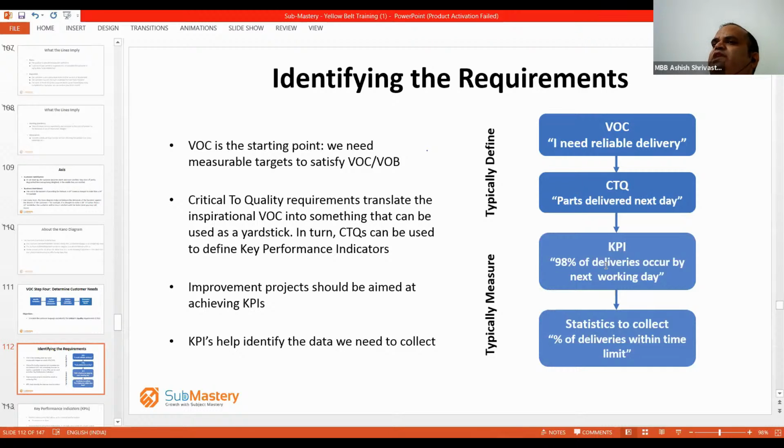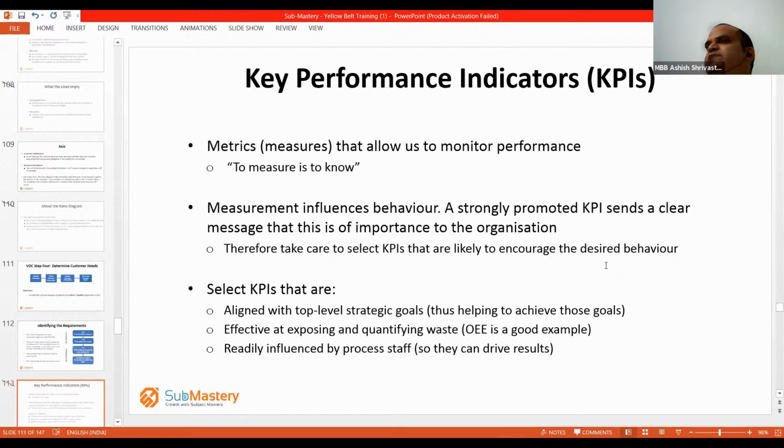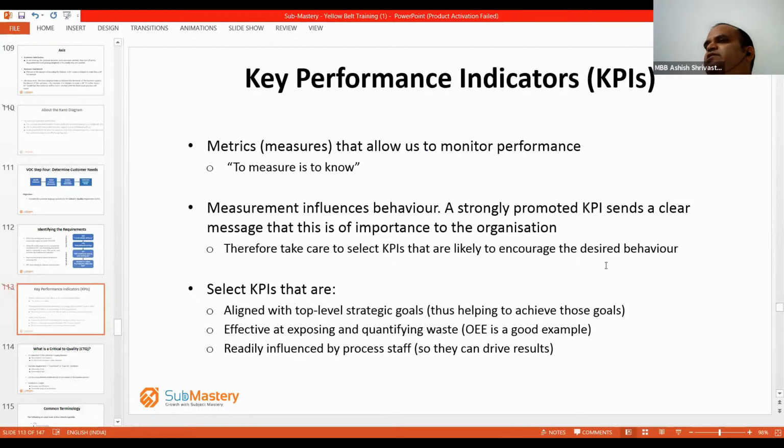CTQ can be used to define key performance indicators. What are the key performance indicators in your product? Further on, improvement projects should be aimed at achieving KPIs, and KPIs really help identify the data we need to collect. What are key performance indicators? Basically, these are the metrics that allow us to monitor your performance.